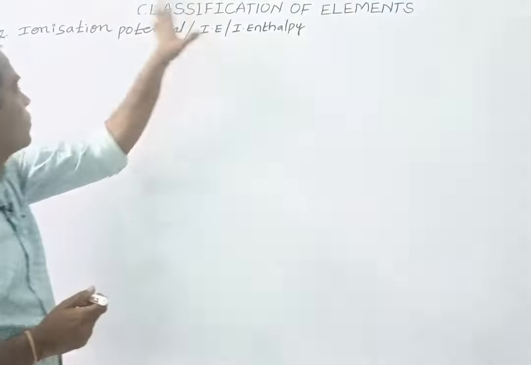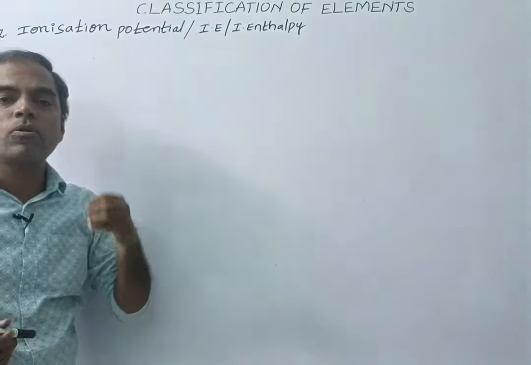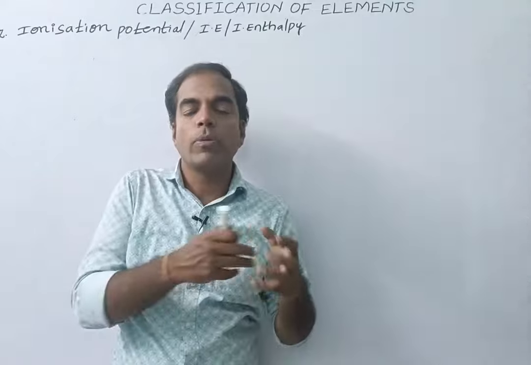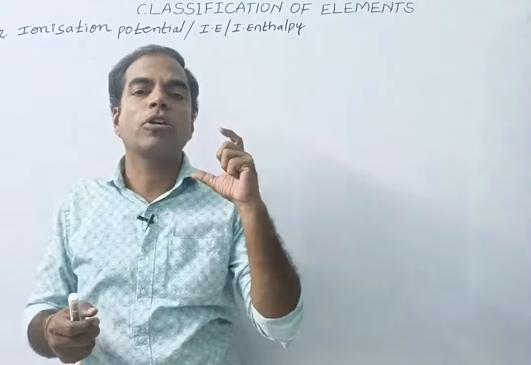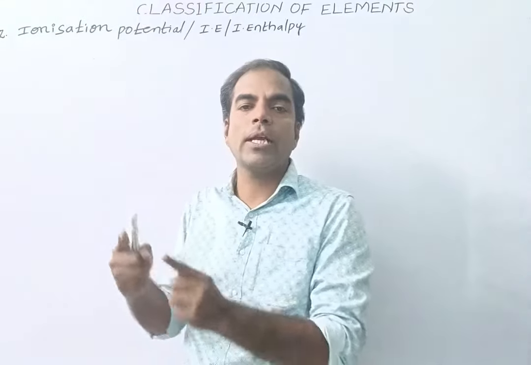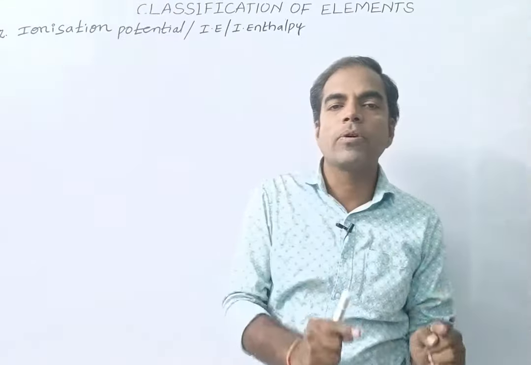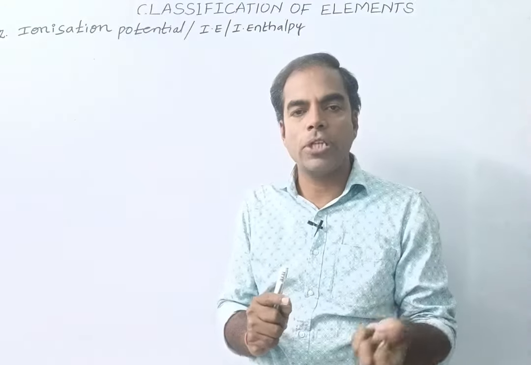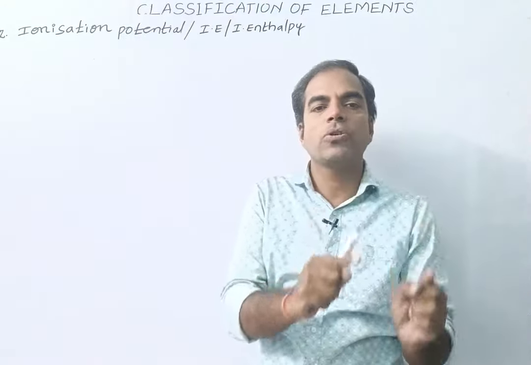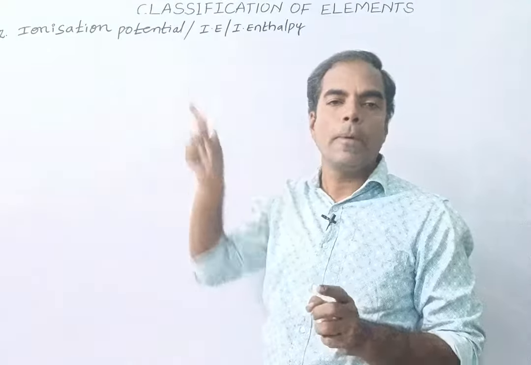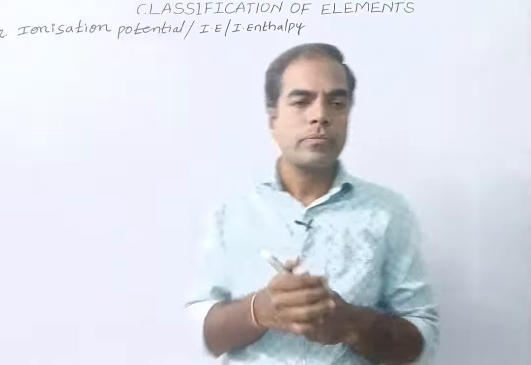So, what is the definition of ionization potential? The minimum amount of energy required to remove an electron from the outermost shell of a gaseous isolated neutral atom is known as ionization potential. Right?